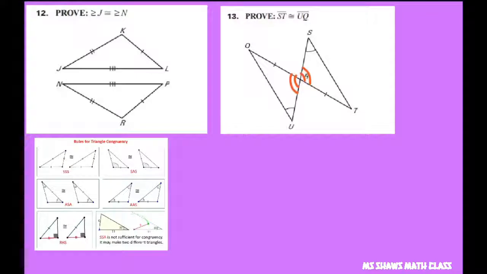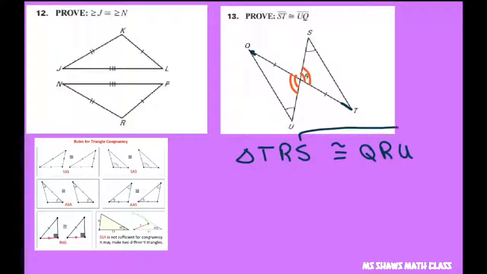So I'm writing out, I'm going to go the same way. I'm going to go T. You can go different ways. I'm just going to start with triangle T and then R, S. And I'm going to go the same way. So I'm going to go Q, R, U. So we already know that S and U angles are congruent.